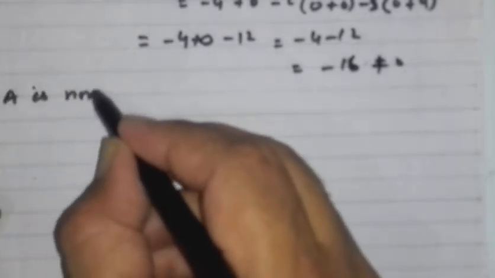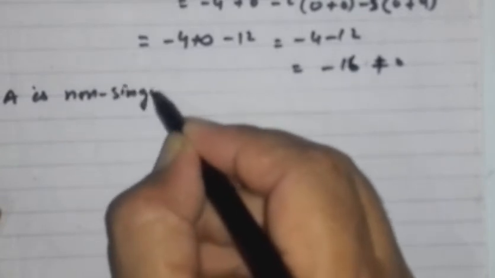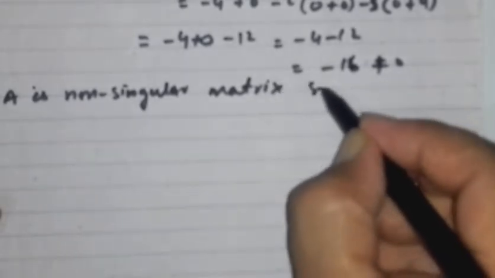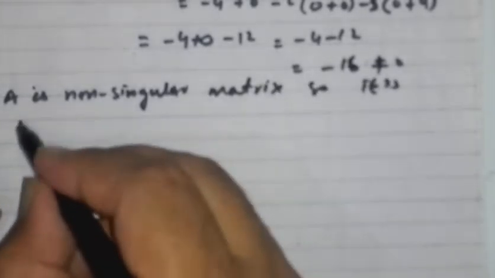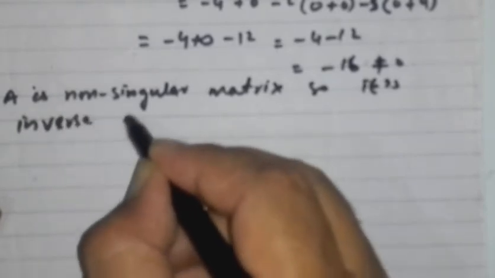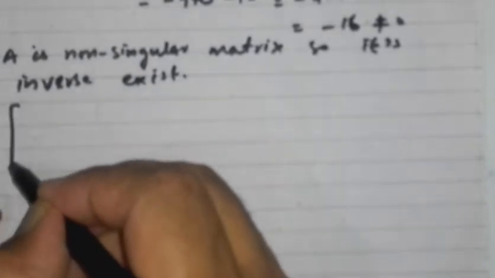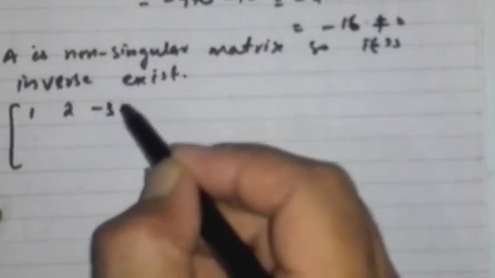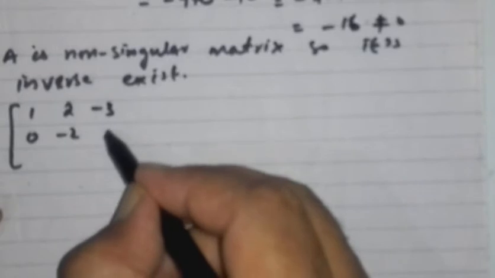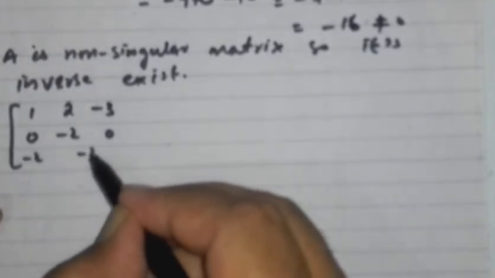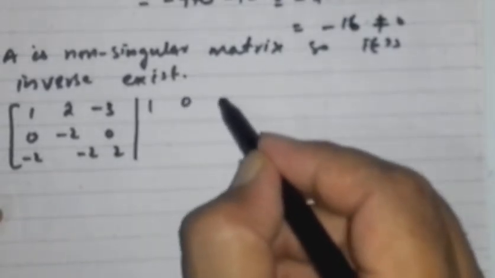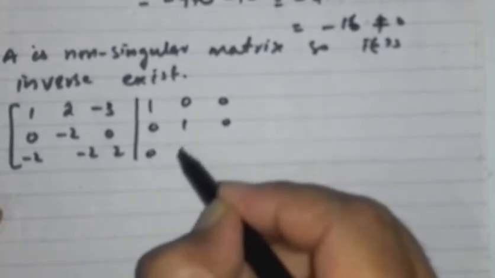A is a non-singular matrix, so its inverse exists. Now write the augmented matrix. 1, 2, minus 3, 0, minus 2, 0, minus 2, minus 2, 2, and here 1 0 0, 0 1 0, 0 0 1.